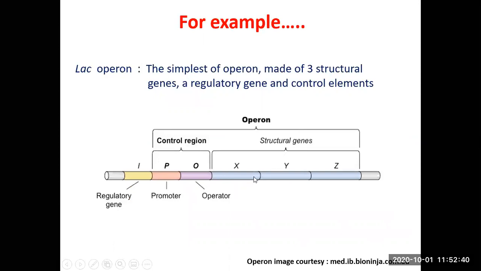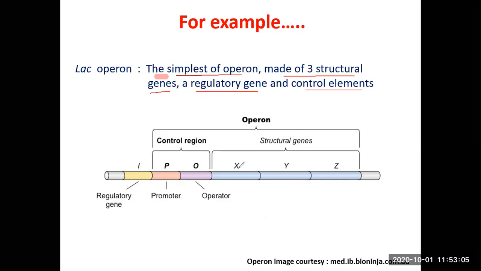Okay, so just to understand, we'll take one example of an operon. This is an example of the lac operon. This is the simplest of operons. It is made up of 3 structural genes, there is one regulatory gene, and there are control elements. These are the 3 components of the operon.